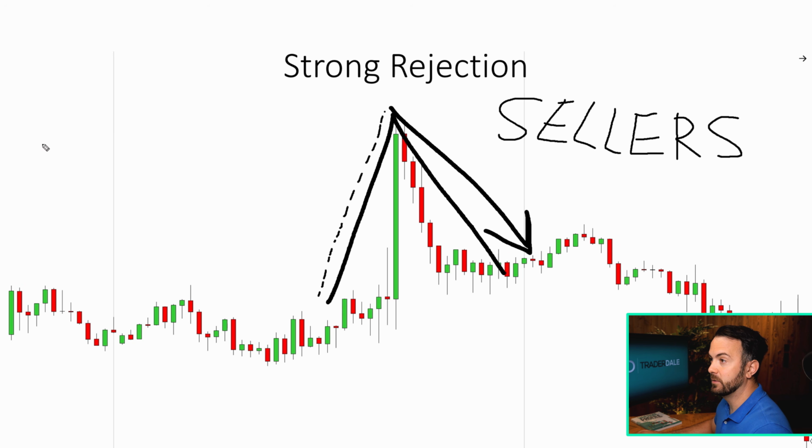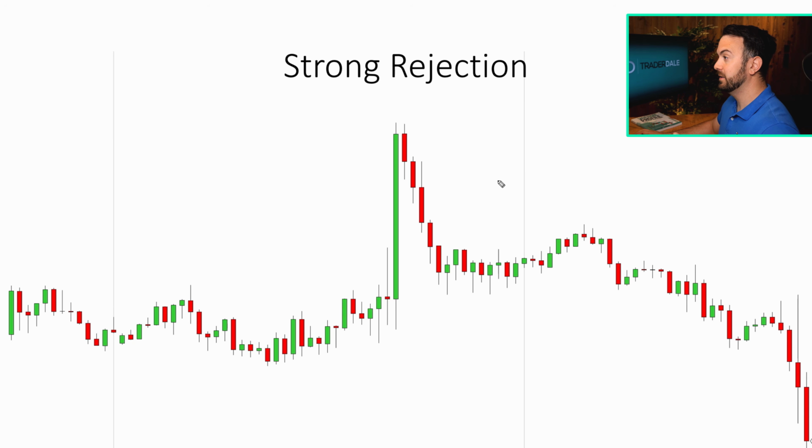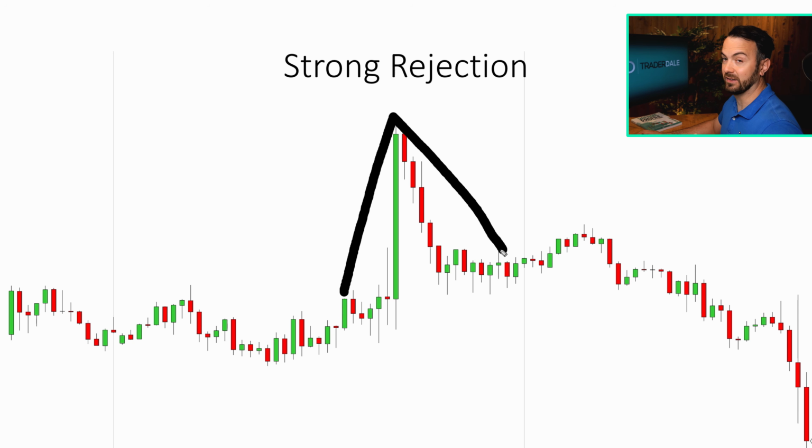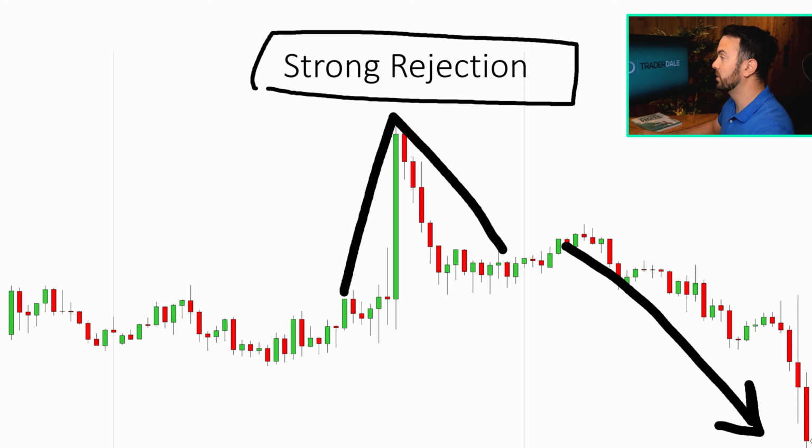If on the other hand we had something like this, then this would be rejection of lower prices, a strong rejection of lower prices, and it would tell us that buyers are in control. So it would point us to strong buyers. But because in this chart there's that rejection of higher prices, a strong rejection of higher prices, the price continues to drop downwards, okay? So strong rejection, sign of strong players.